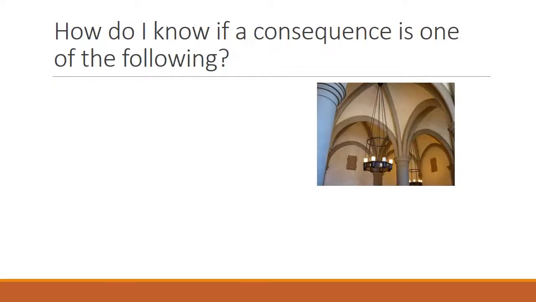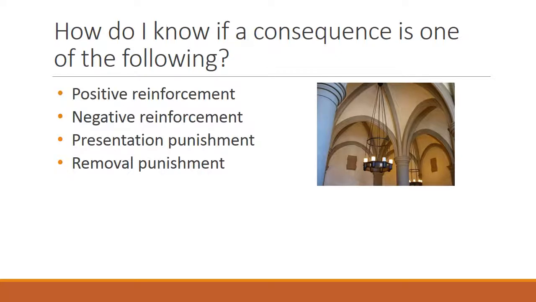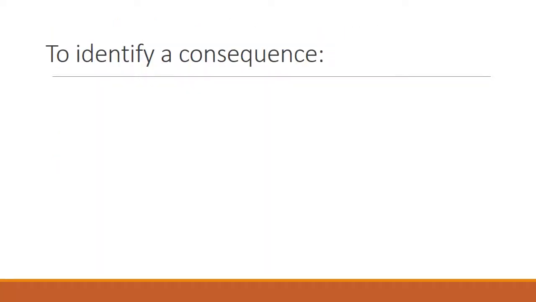Now, one thing that students often have trouble with is identifying whether a consequence is a positive reinforcement, negative reinforcement, presentation punishment, or removal punishment. So let's start by discussing how you can do this consistently, because it's really very easy if you're systematic about it. To identify a consequence, there are three things that you must do. You cannot correctly identify a consequence without doing all three of these things.